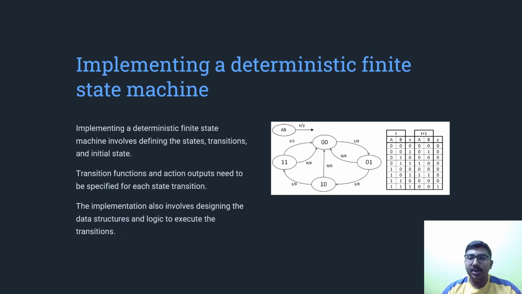Implementing a deterministic finite state machine. Implementing a deterministic finite state machine involves defining the state transitions and the initial state. The transition function and the action output need to be specified for each state transition. The implementation also involves designing the data structure and logic to execute the transitions.